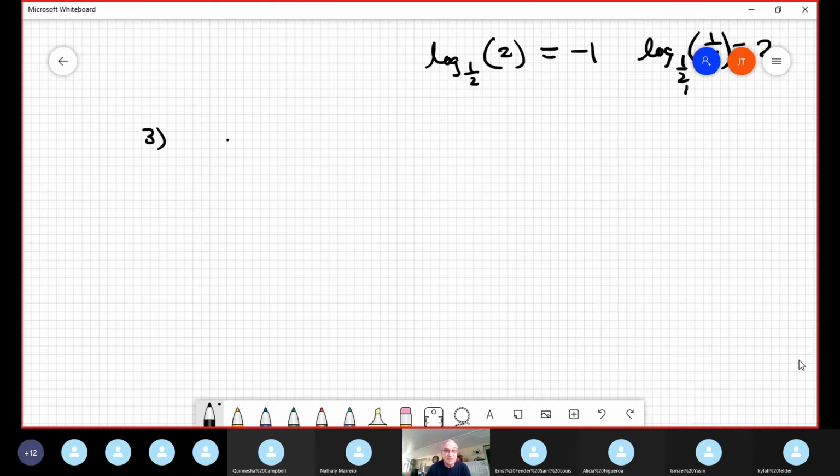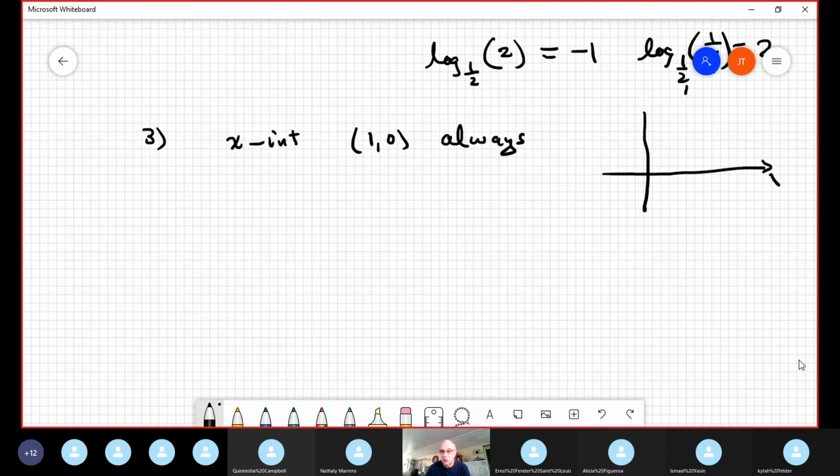Another property is that the x-intercept of the logarithmic function is (1,0), always, totally independent of the base. So any logarithmic function passes through the point (1,0). Suppose the logarithm looks like that, independent of the base.